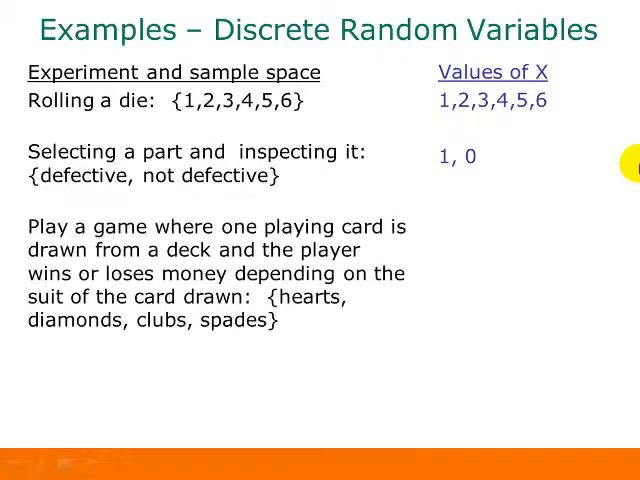Another experiment we could do would be to play a game where one playing card is drawn from a deck and the player wins or loses money depending on the suit of the card drawn. So the possible outcomes when you draw a card from the deck and only look at the suit are the 4 suits: hearts, diamonds, clubs, and spades. Now again, to define a discrete random variable, we have to give those outcomes numerical values. So if we're playing a game and we're winning or losing money depending on the suit, then we could assign each suit with the amount of money that we would win or lose if we drew a card in that suit. So here's some possible values for x.